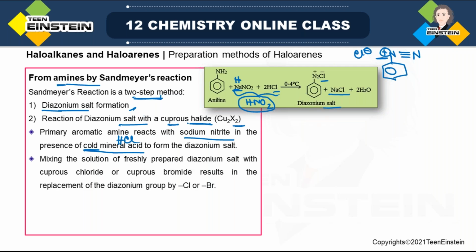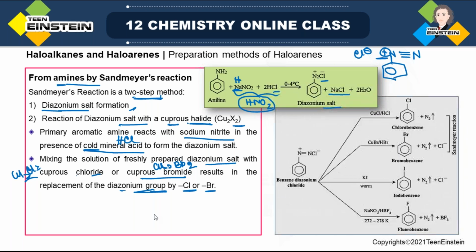Now in the second step, mixing the solution of freshly prepared diazonium salt with cuprous chloride or cuprous bromide, that is, it may be Cu2Cl2 or it may be Cu2Br2, results in the replacement of the diazonium group by Cl or Br. Okay, so in this way we can get aryl bromide or chloride. But you can also make iodobenzene or fluorobenzene.